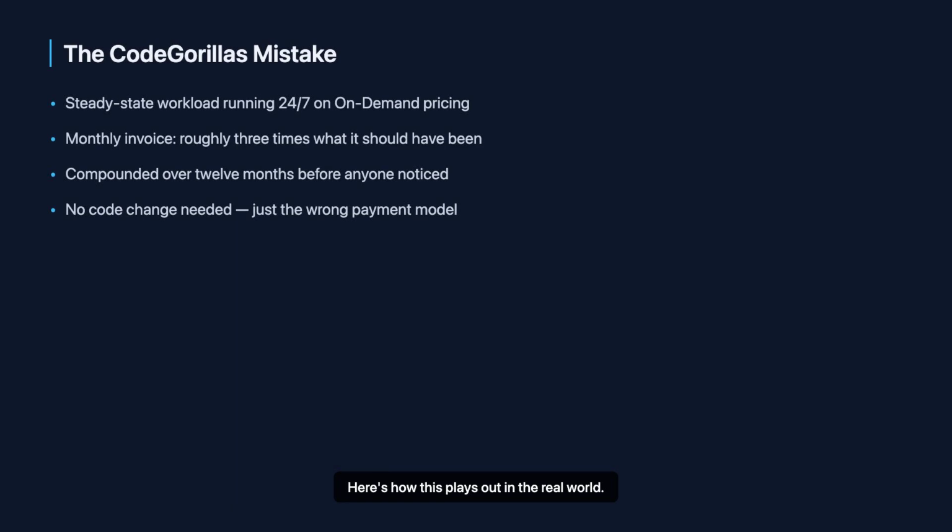Here's how this plays out in the real world. At CodeGorillas last year, a steady-state workload ran 24/7 on regular on-demand pricing for an entire year before anyone caught it. The invoice each month was roughly 3 times what the same workload would have cost on a 3-year commitment. That delta didn't show up as one painful bill, it leaked out quietly, month after month, until the cumulative overspend was large enough that finance asked questions. Nothing about the architecture was wrong, the code was fine. The instance type was fine. The single decision that mattered was how the team paid for the capacity, and that decision was never revisited.